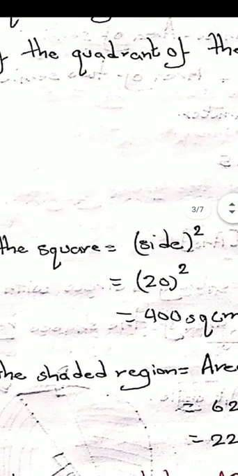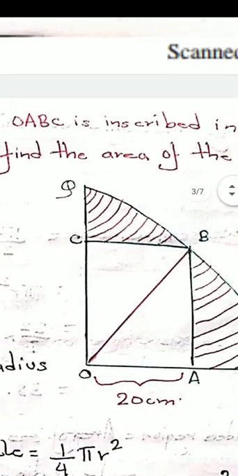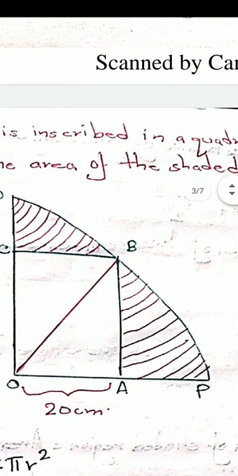So area of the square equals side square. So that is 20 square, that is 400 square centimeter. Now if you see, I have calculated the area of the quadrant and area of the square as well. I want the area of the shaded region.